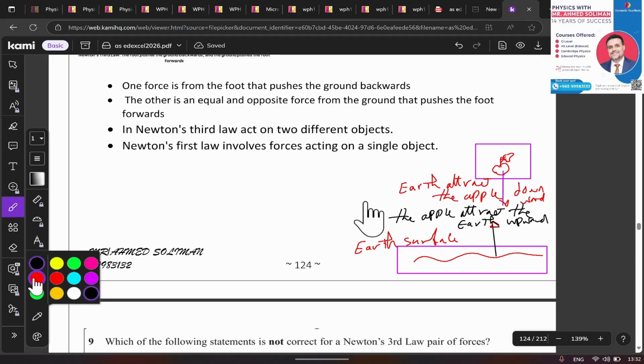Now look, we have the same type of forces, attraction. And we have two different objects, the apple and the Earth, with the same size and opposite direction. The Earth attracts the apple, the apple attracts the Earth, same size and opposite direction. Do you understand?